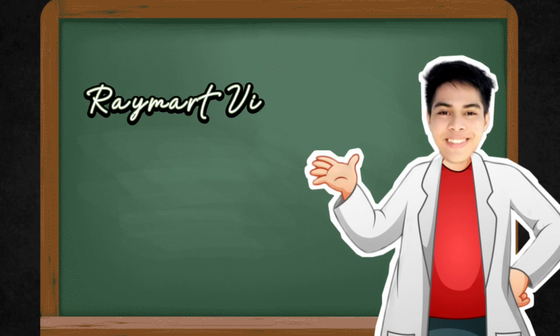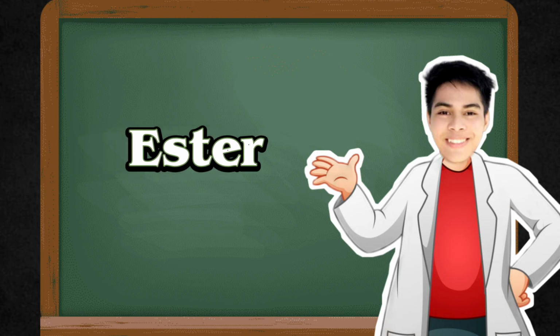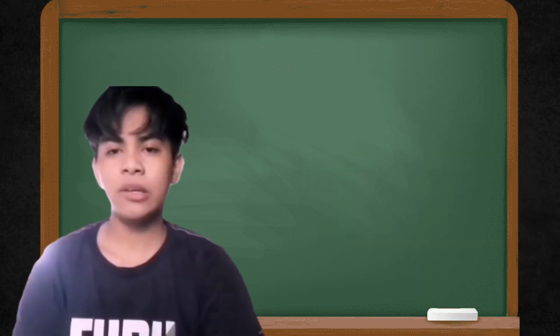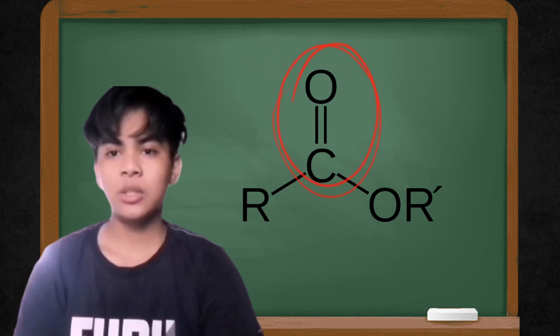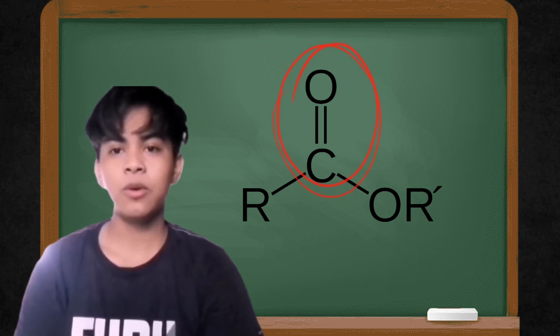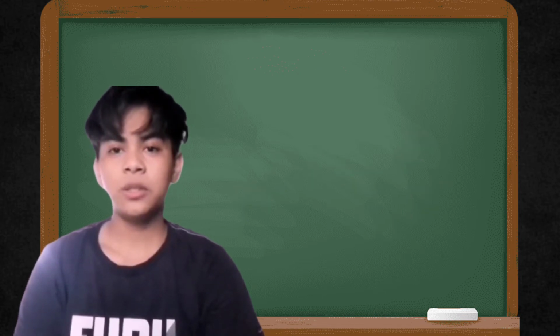I am Raymart L. Villanroque and I'm going to discuss about ester. An ester is a molecule that has an R group which represents your parent chain attached to an acyl or carbonyl group, which is a carbon double bonded to an oxygen and attached to a single-bonded oxygen. So in this video, I will show you how to name an ester.